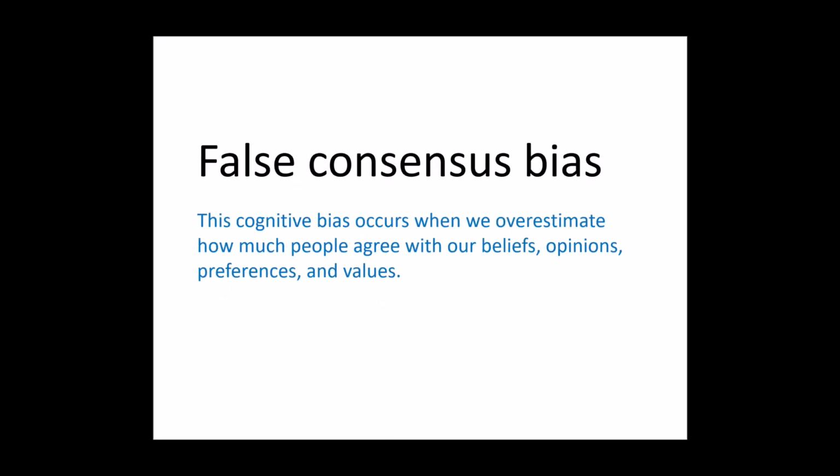All right, two more. False consensus bias. We often, if we're not contrasting our own group with an outgroup that we distrust, tend to imagine that everyone is actually just like us. So this is the cognitive bias that occurs when we overestimate how much people agree with our beliefs, values, opinions, preferences, how much their experiences are like ours.